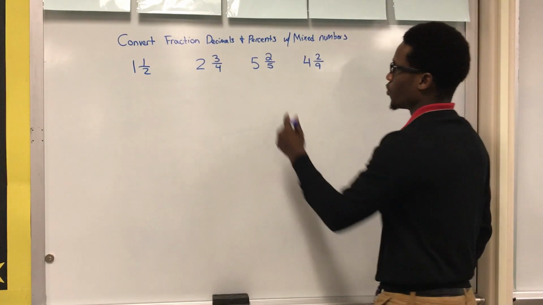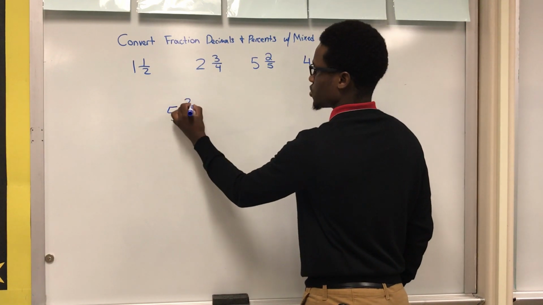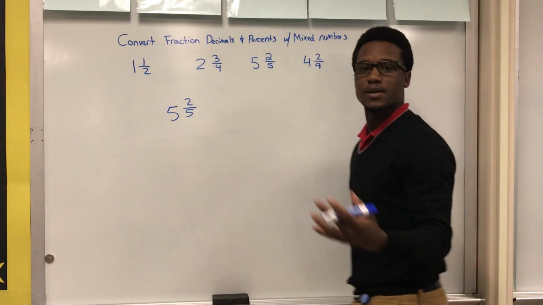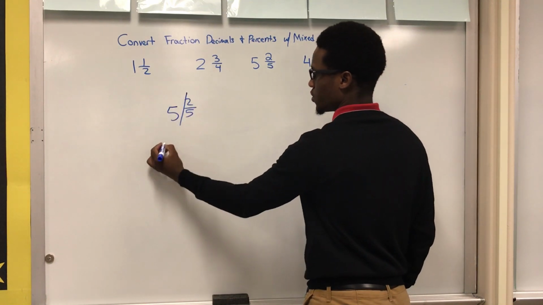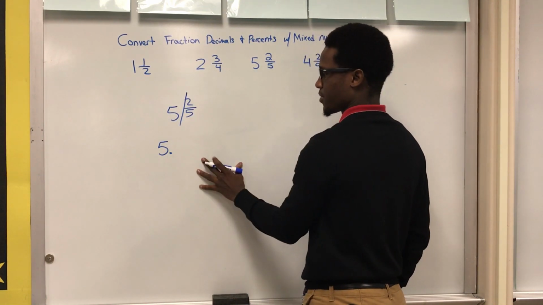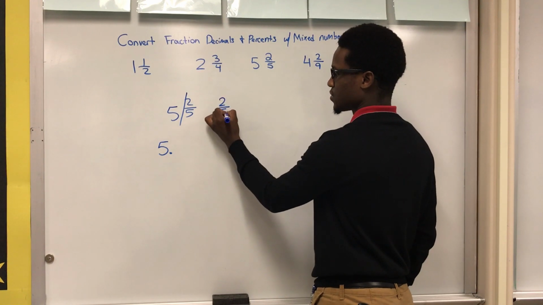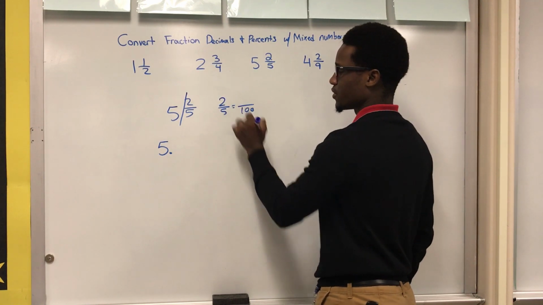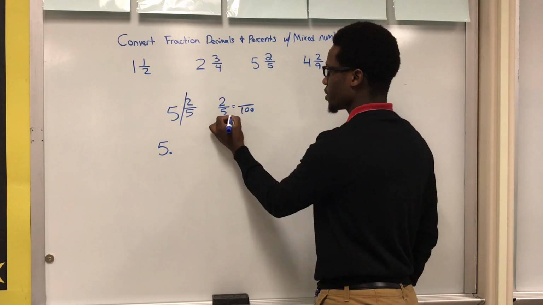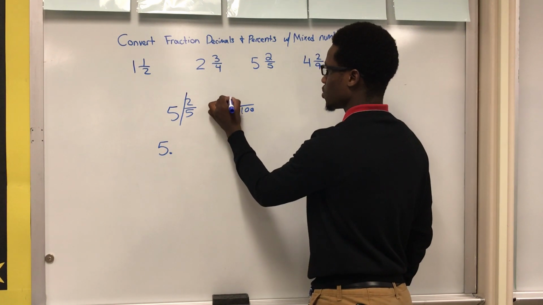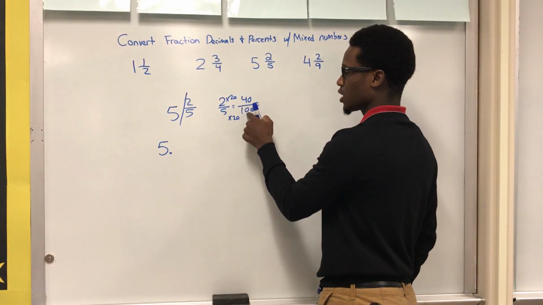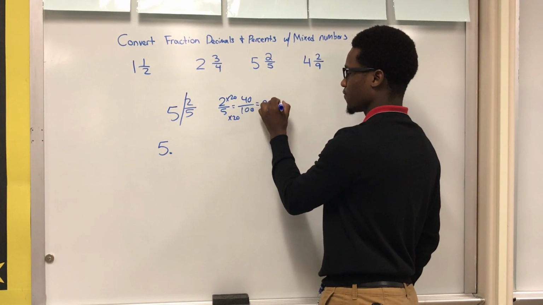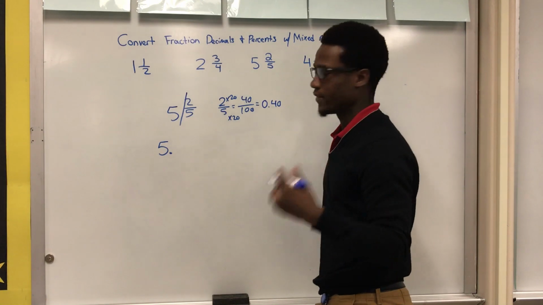Now, we're going to go ahead and do 5 2/5. Same thing here. All I'm going to do is split up the whole number and the fraction. So this is going to be 5 point something. Now, 2/5, go ahead and set up an equivalent expression. 5 times what number equals 100? That's going to be times 20, times 20. So this is going to be equal to 40 hundredths, or 0.4.